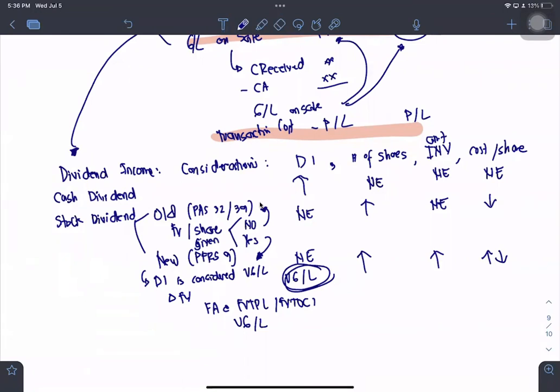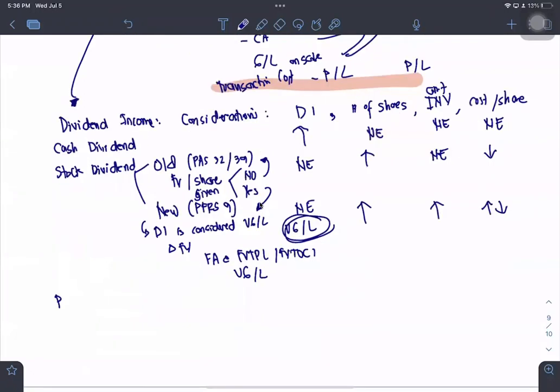So, sir, when can we determine that the problem is an old problem or a new problem? If the fair value of the share is not given, then it is the old one. If the fair value of the share is given, then it is the new one. And take note of the effects of the old and the new one. So that is for the cash and stock dividend. Next, for property dividend. A property dividend will increase dividend income, with no effect on number of shares, no effect on amount of investment, and no effect on cost per share. Next, liquidating dividend.